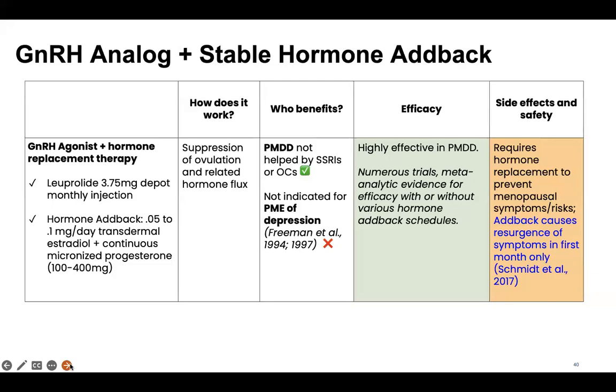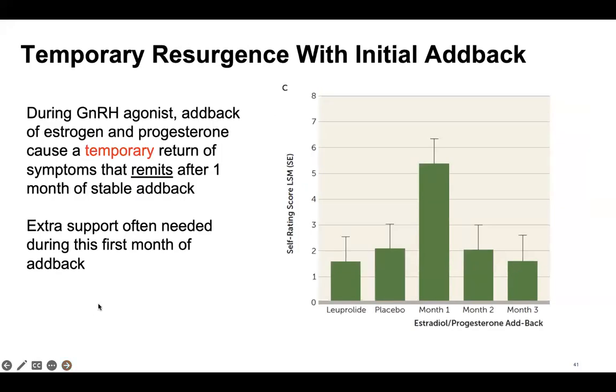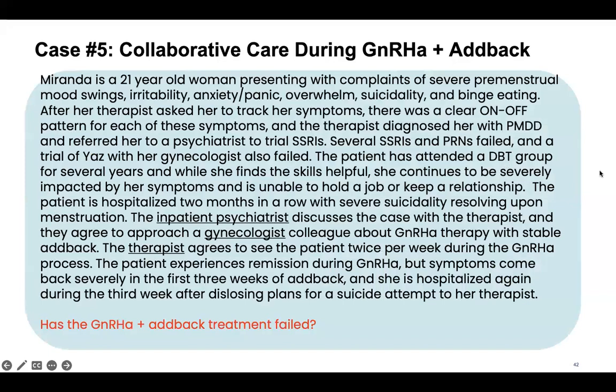This also can provide evidence for the patient and the provider about the likely effectiveness of surgical menopause in the future. If they respond well to this, they'll likely respond well to surgery. So like I mentioned, there can be this temporary resurgence in symptoms with the initial hormone add-back. In that first month, you'll see that those symptoms do return, but then they remit over time after that first month of stable add-back. So they often need extra support during that first month of add-back, right? Extra therapeutic support potentially, which brings me to this next slide about collaborative care during GnRHA plus add-back.